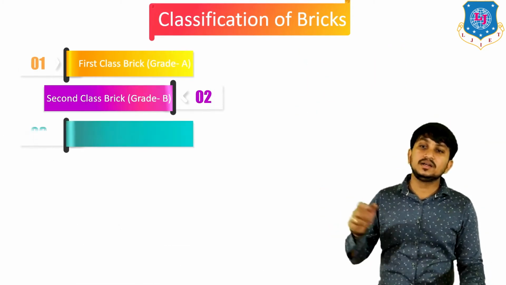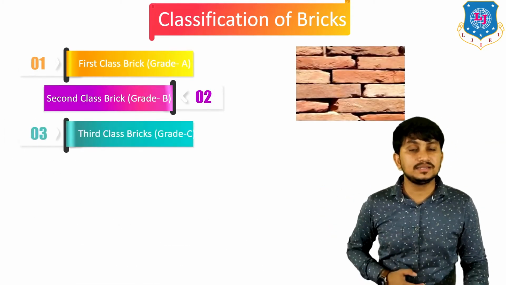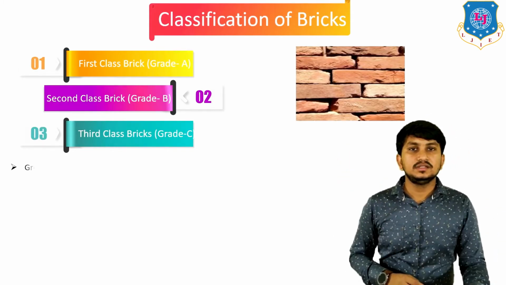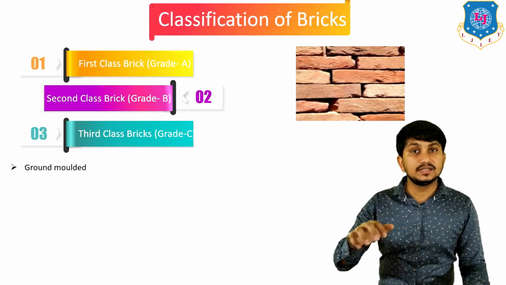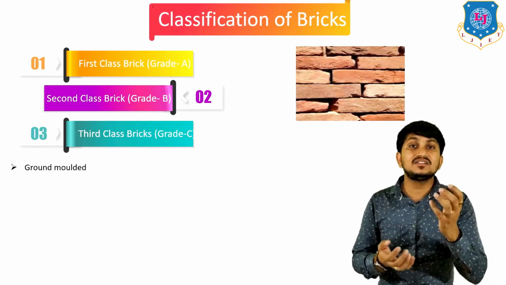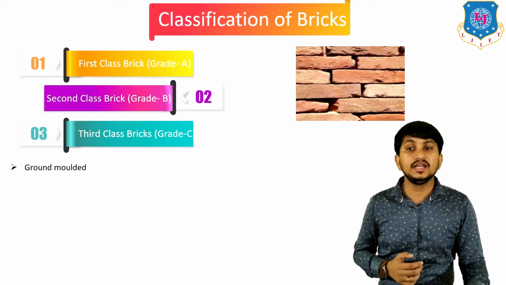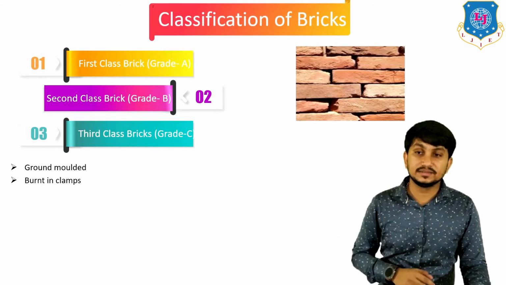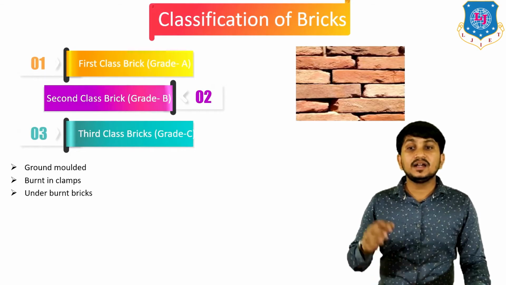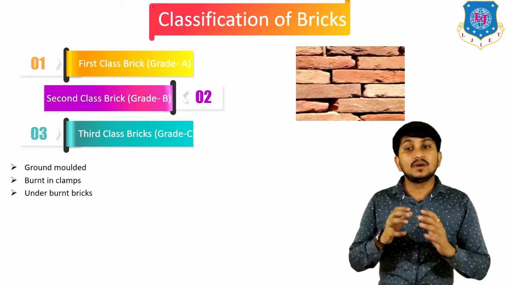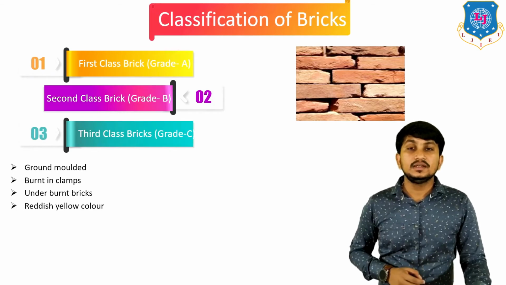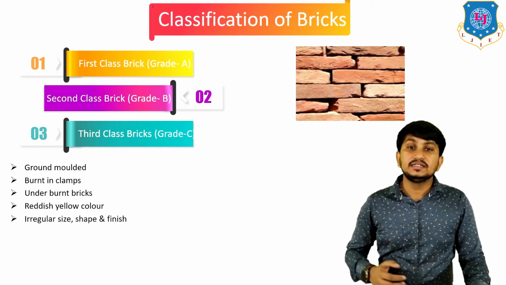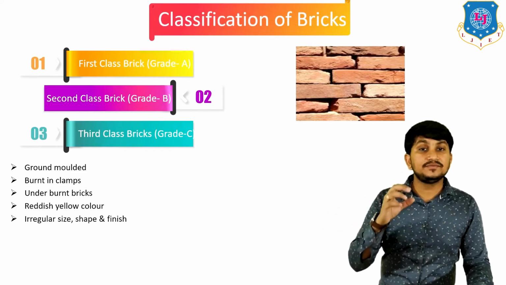Third is third class bricks or grade C type of bricks. It looks like this. These types of bricks are ground molded bricks. So the finishing of these bricks is rough compared to first class brick. These types of bricks are burnt in clamps, not in kilns. These are the underburnt bricks because of burning in clamps. These types of bricks have reddish yellow color. It has irregular size, shape and finishing.